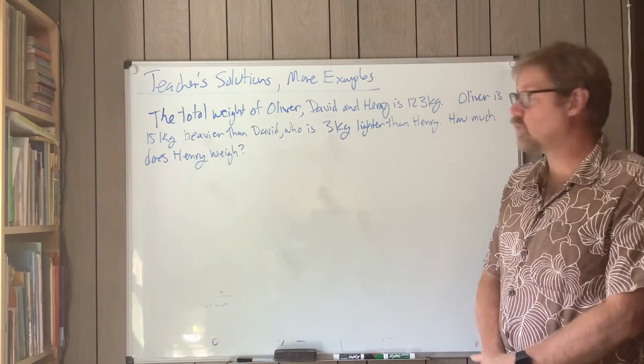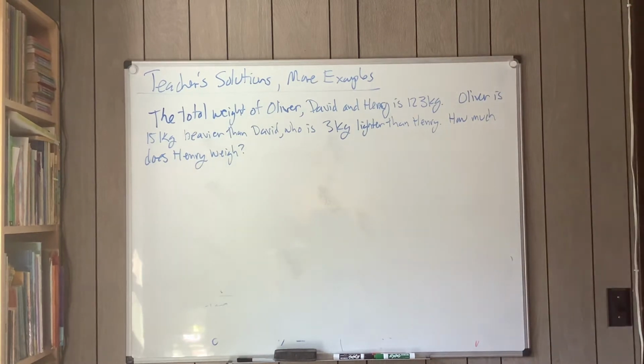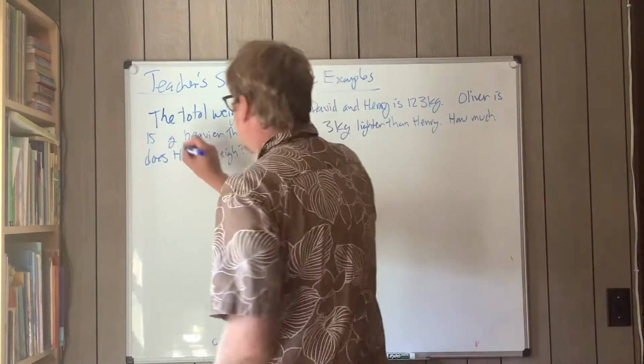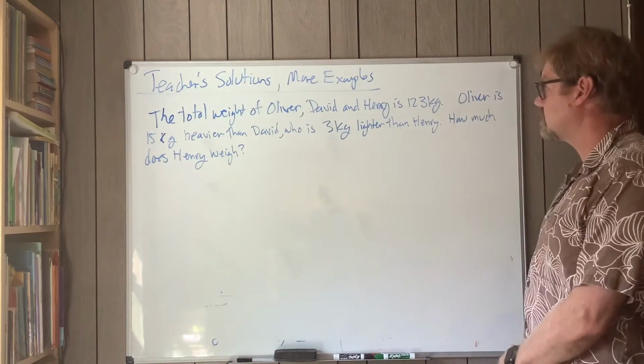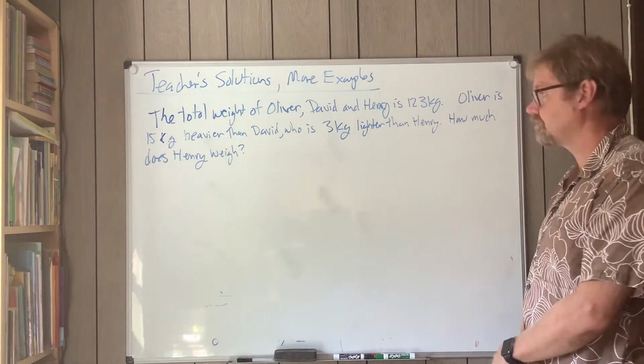We've got the total weight of Oliver, David, and Henry is 123 kilograms. Oliver is 15 kilograms heavier than David, who is 3 kilograms lighter than Henry. How much does Henry weigh?